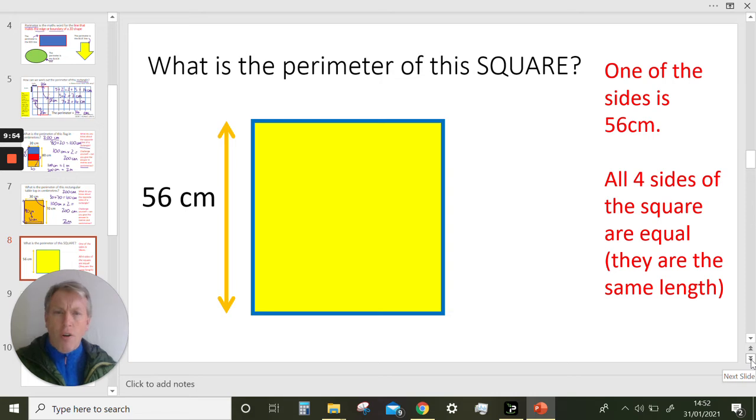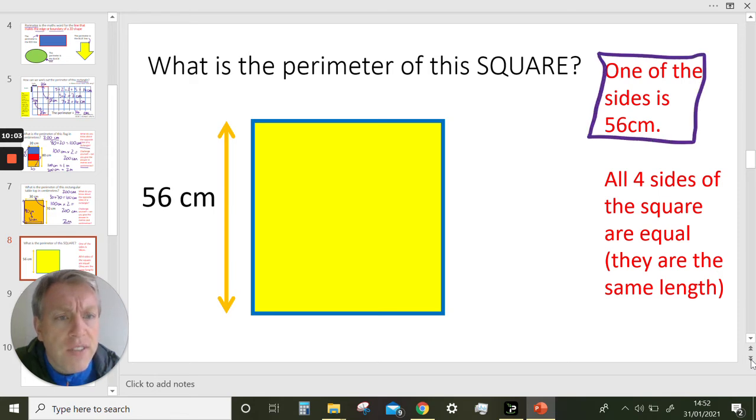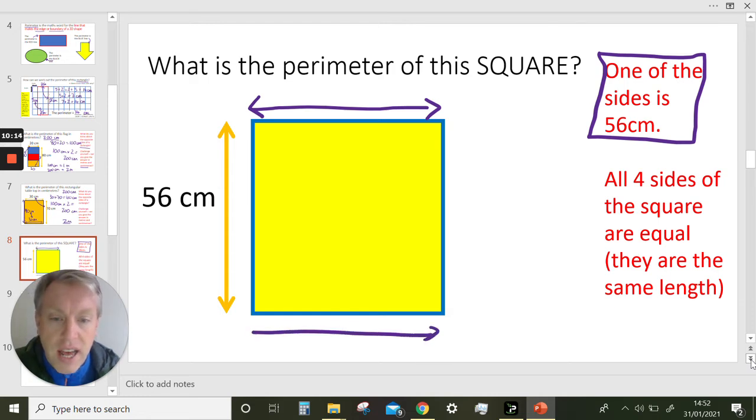What's the perimeter of this square? Ooh, not a rectangle anymore. This is a square. And our question tells us one of the sides is 56 centimetres. What do I know about squares? Well, I know that all of the sides are the same. That's right, all the sides are the same. So one side is 56. All the sides are the same length.